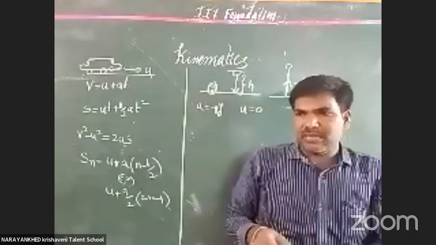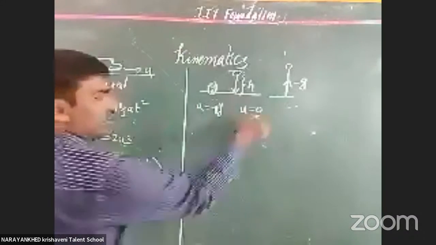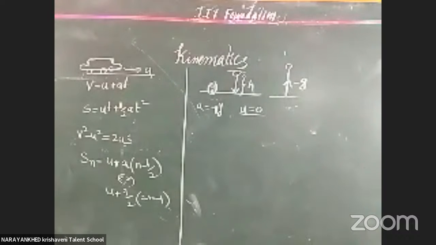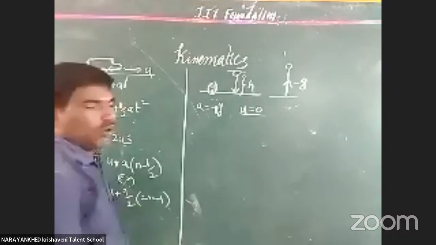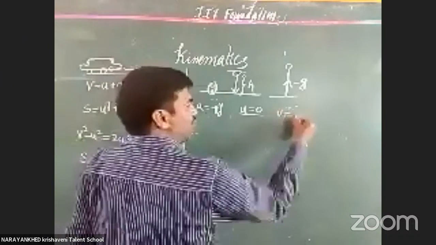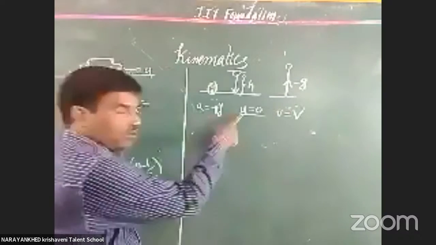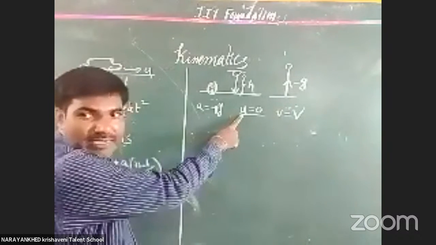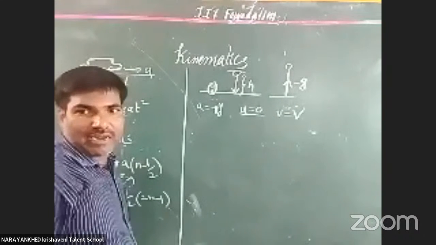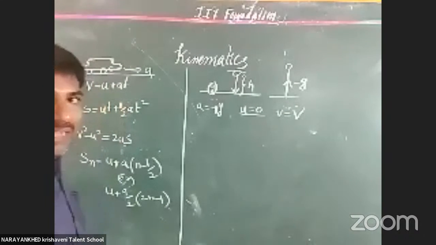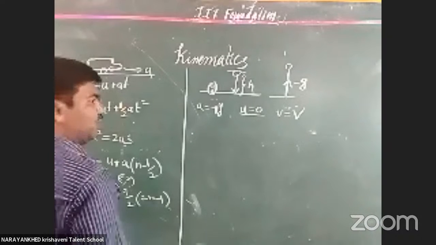Got it or not? That is why the velocity is 0 here. Initial velocity is 0. The final velocity is not 0; it is taken as v only. You know very well, u is called initial velocity and v is called final velocity. Okay, clear or not? This is the final velocity, taken as v only.